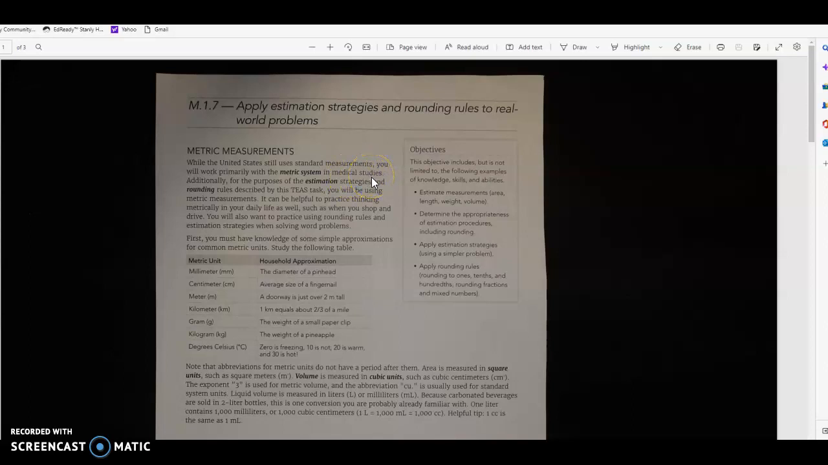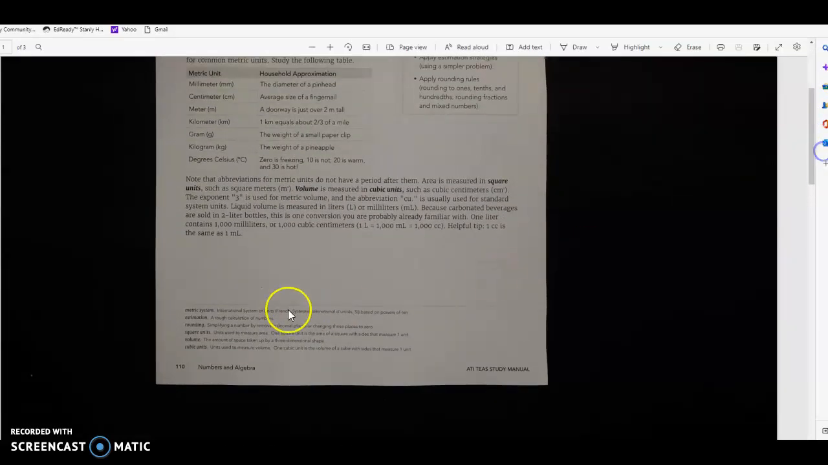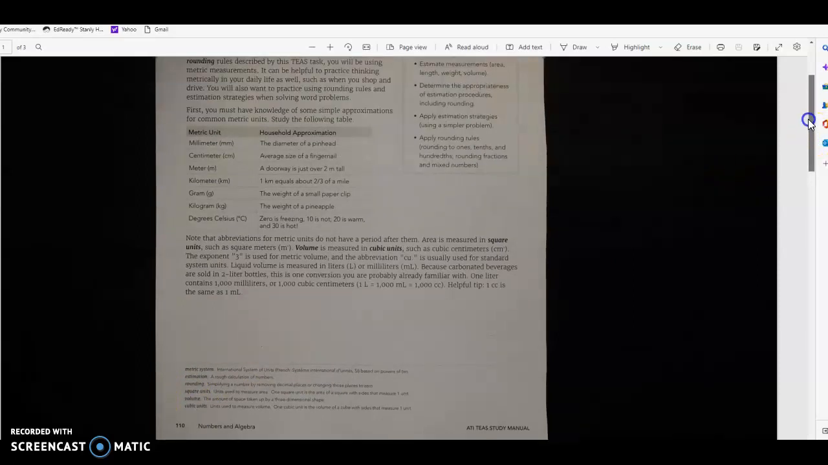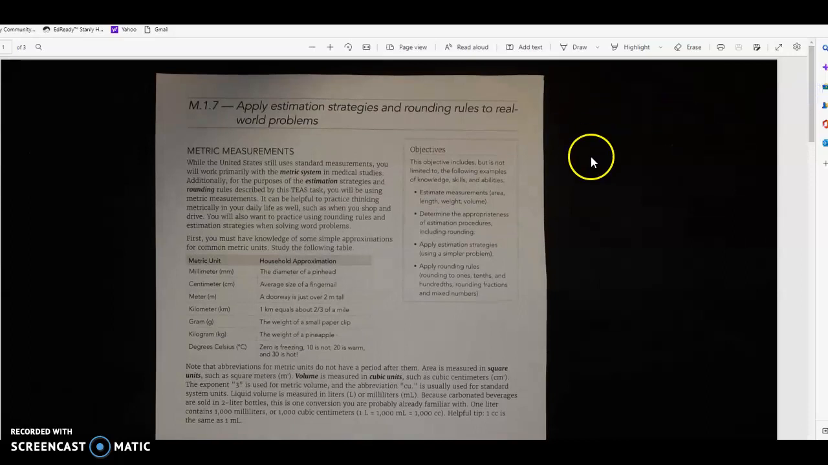One of the first things you want to do when you first start a section is to look at the objectives that are over here on the right-hand side, and go to the very bottom of the first page and look at your little keywords that are here. Once you understand those, then we can actually start looking at these sections.